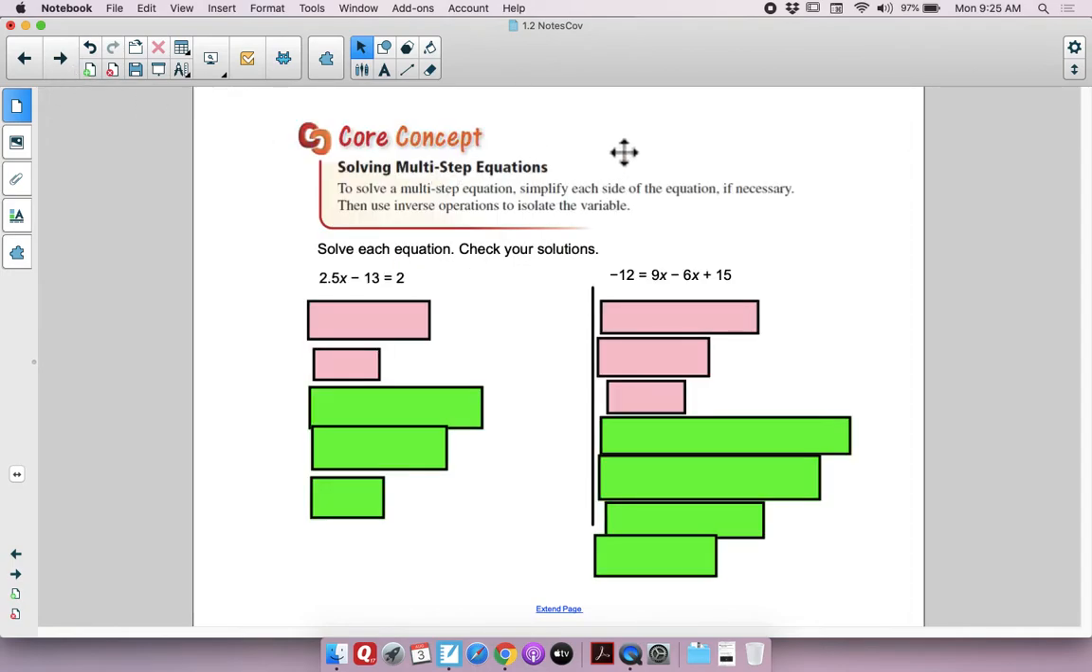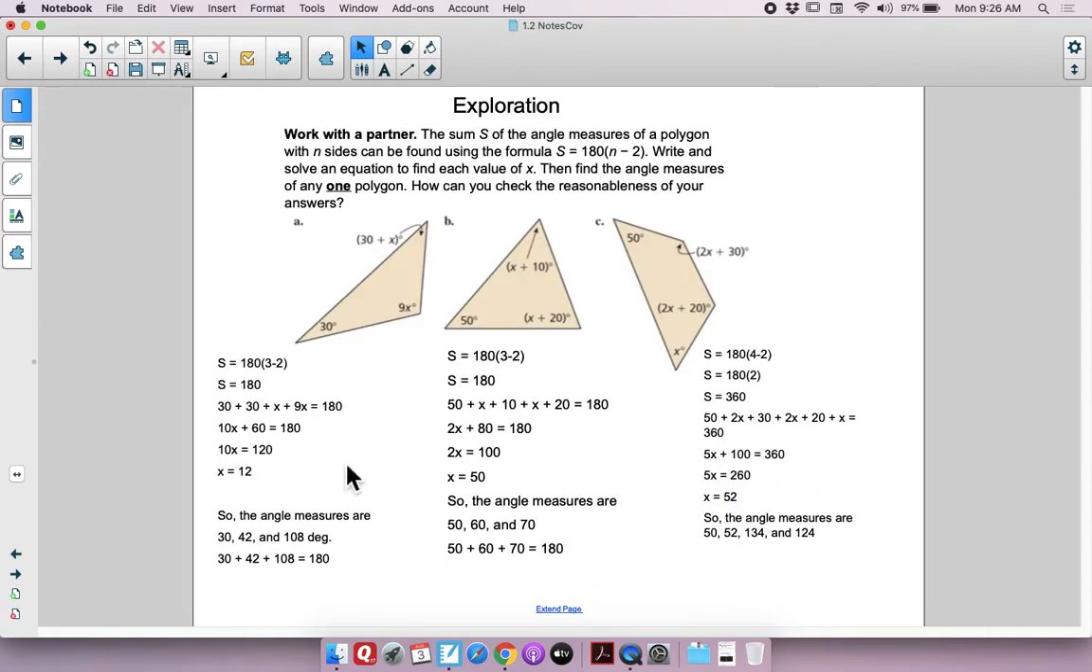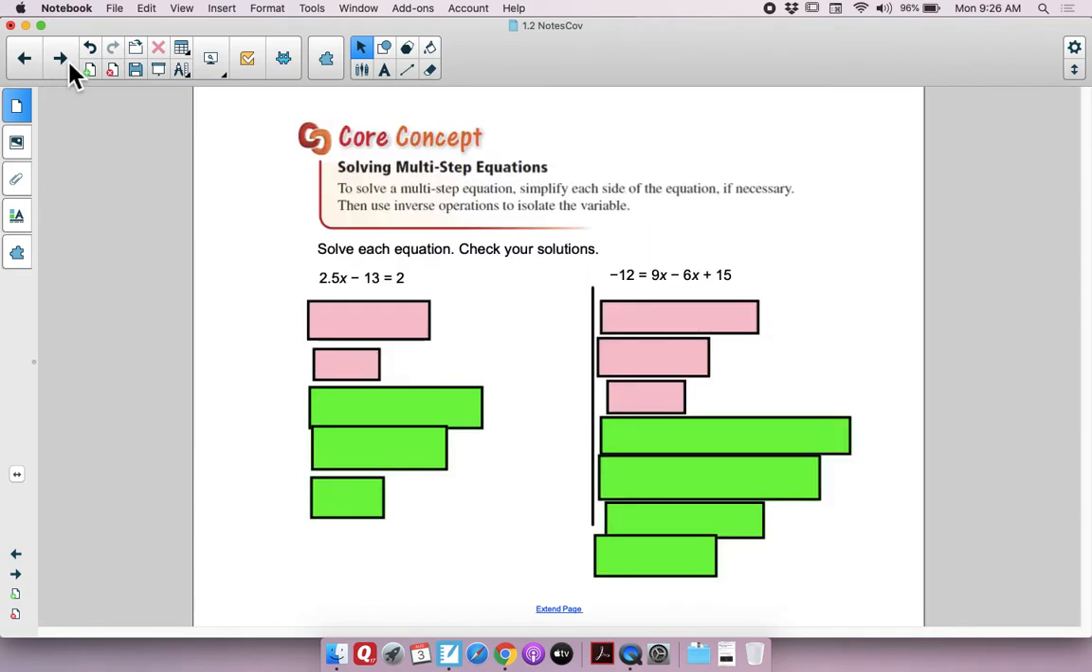Okay, so our core concept there is, how do we go about solving multi-step equations? And it says here, to solve a multi-step equation, simplify each side of the equation if necessary. Then use inverse operations to isolate the variable. And isn't that what we just did back here? Like from this step right here, or this step right here, or this step right here? Didn't we combine like terms and then move to isolate our variable? So we've already done it.